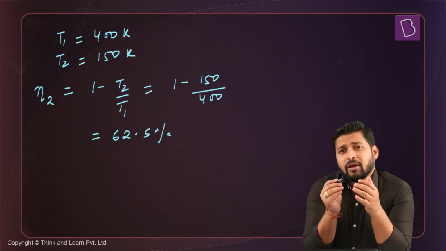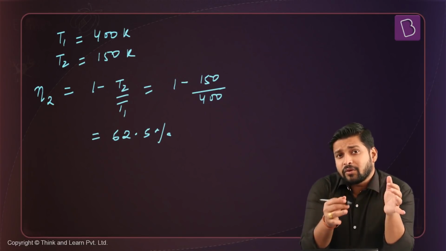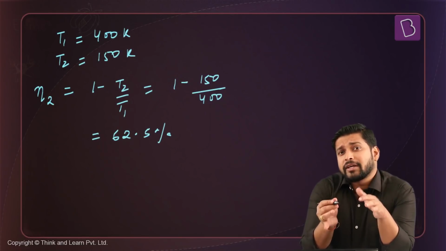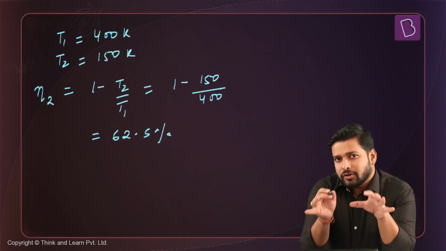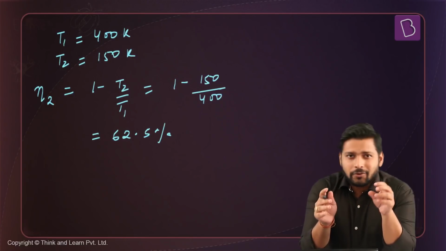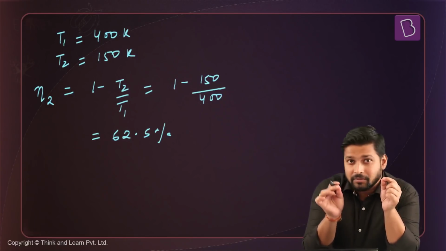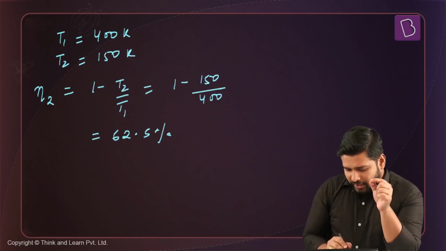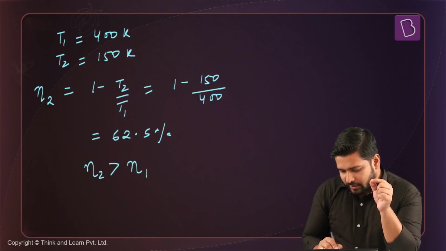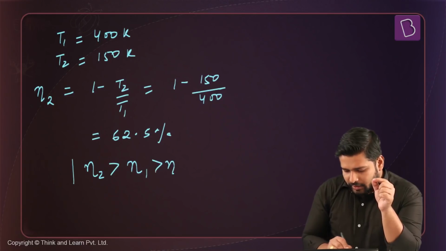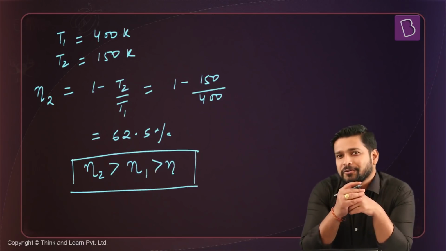So we have calculated eta. We have calculated eta 1 for the first case. We have calculated eta 2 for the second case. And if you see the values, you know that eta 2 is greatest, right? So eta 2 is maximum, then comes eta 1, and then comes eta. So I can write this as eta 2 is greatest, then comes eta 1, and then comes eta. So this is the correct option.